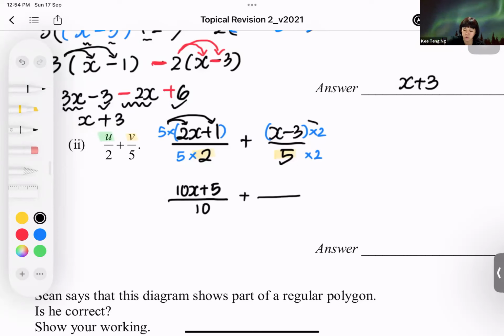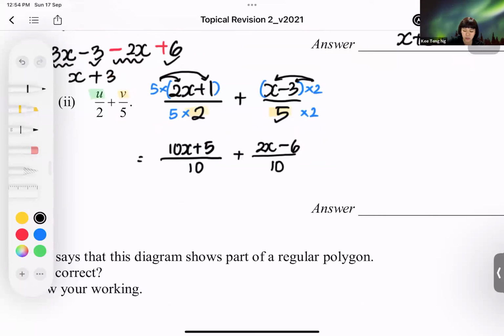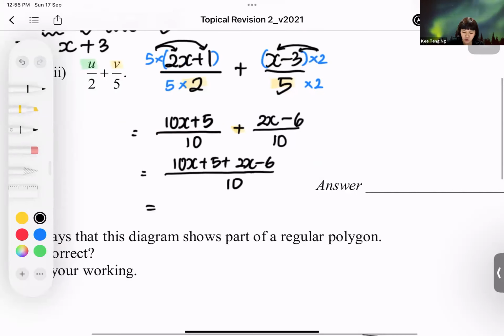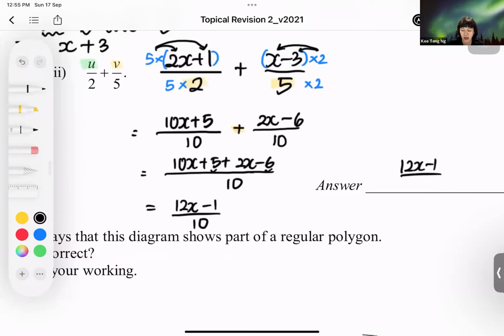Then next, this one over here, this is 2 times x, 2 times 3, 2x minus 2 times 3 also 6. Okay, remember to multiply to everything, 10. So since both of them have the same denominator, we can add them up together. When it's addition, right, no need to change sign. If it's subtraction, you must remember you need to change the sign for the terms at the back after the negative sign. So this will be 10x plus 5 plus 2x minus 6 over 10. Let's simplify these. We get 12x plus 5 minus 6, right? Negative 1 over 10. So have you gotten the answer?